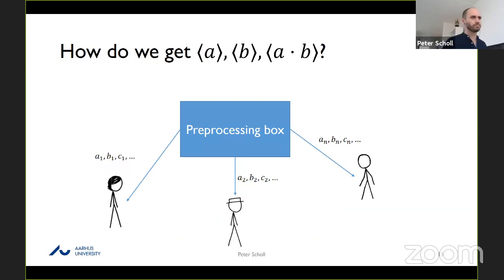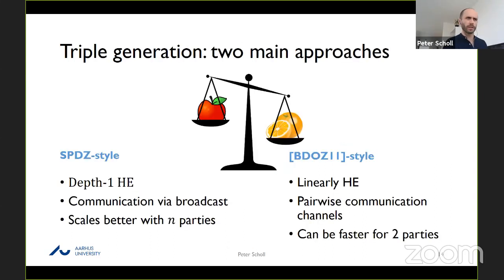So we have this ideal functionality generating the triples, which we want to realize, giving these shares of A_i, B_i, and C_i to each of the parties. So there are two main approaches to doing this in SPDZ-like protocols based on homomorphic encryption. One of them is a slightly earlier BDOZ method I mentioned earlier, which actually uses linearly homomorphic encryption, but then relies on pairwise communication between every pair of parties to generate the triples in a pairwise manner.